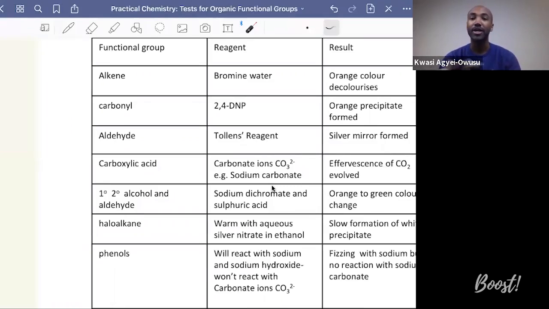Okay, so that's our summary table. But let's look at each of these functional groups and look at the detail of each of the tests you should be able to carry out.